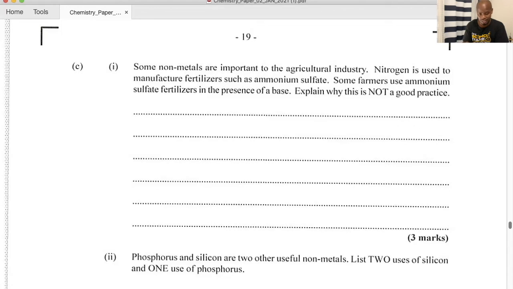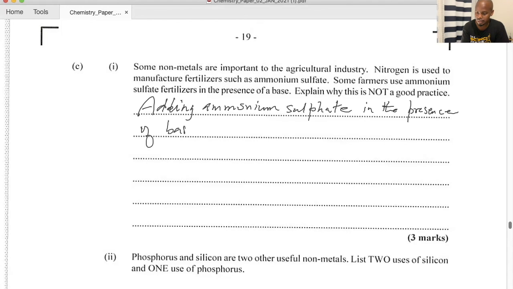We're going to get a salt, we're going to get water, and we're also going to get ammonia. So the nitrogen that we're adding in the form of ammonium or ammonium sulfate will be lost as ammonia. So we pretty much will be canceling out the process of adding the nitrogenous fertilizer in this case. So we could say that adding ammonium sulfate in the presence of base defeats the purpose overall.